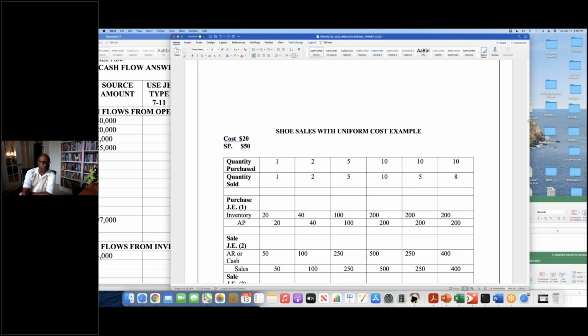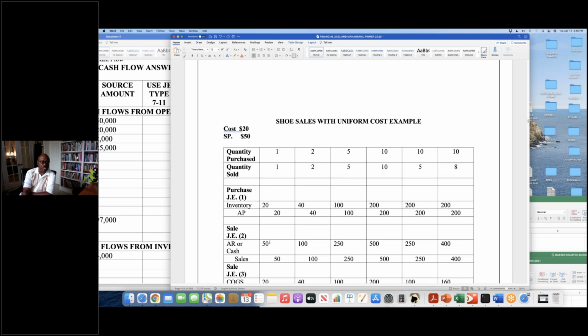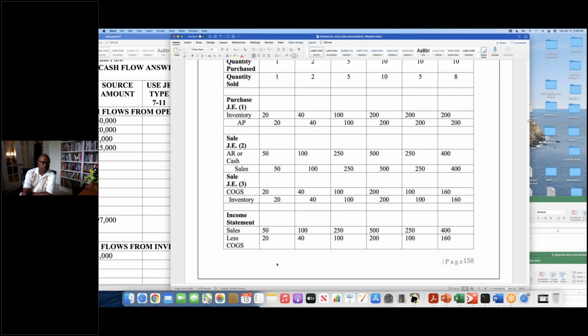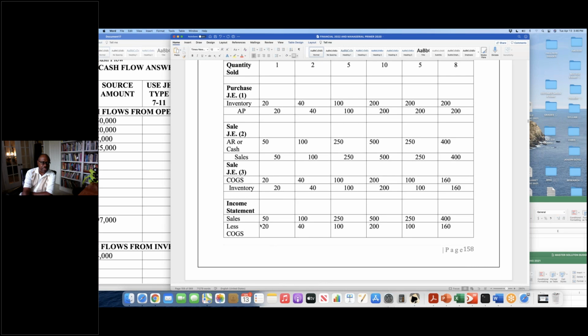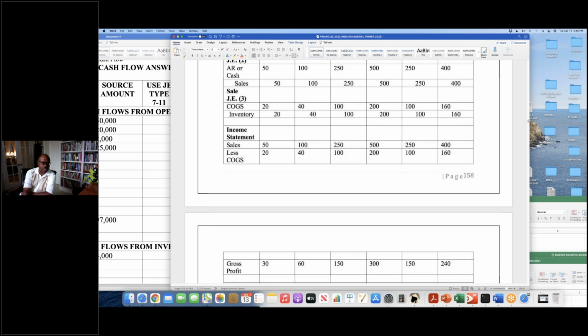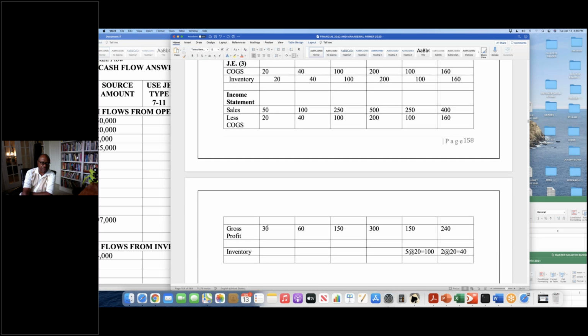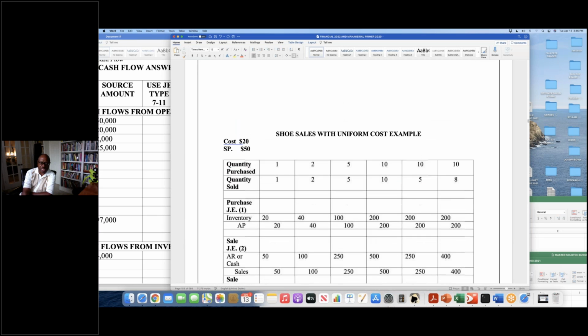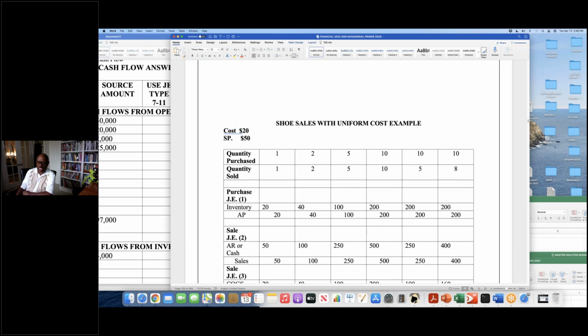Then when we sell that 1 shoe for 50, we debit cash or account receivable, credit sales. Then we make another entry, debit cost of goods sold, crediting inventory, and our income statement, sales less cost of goods sold, gives us a gross profit of 30. So we're going to pick it up here next time with this example as we're selling these shoes. But you all have convinced me that you can sell these shoes.